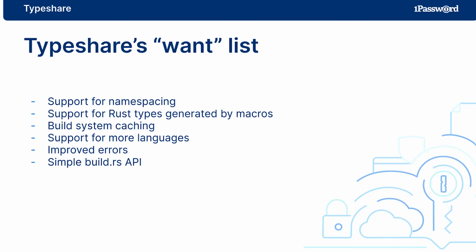We'd love to improve the errors. Right now, errors are very simple. There's not a whole lot of error output. It doesn't reference the source code. We'd love to have richer errors that help people identify problems with their Typeshare definitions quicker.